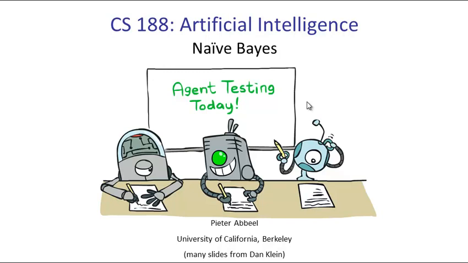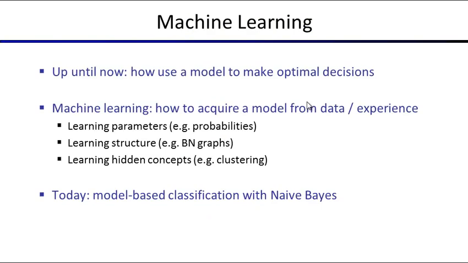So, today is our first lecture on machine learning, last main topic of this course. So, let's see what this is all about. Until now, we've looked at how to make optimal decisions. That has often involved probabilities, but we've assumed that these probabilities are given to us. Somebody provides them and we just use them.